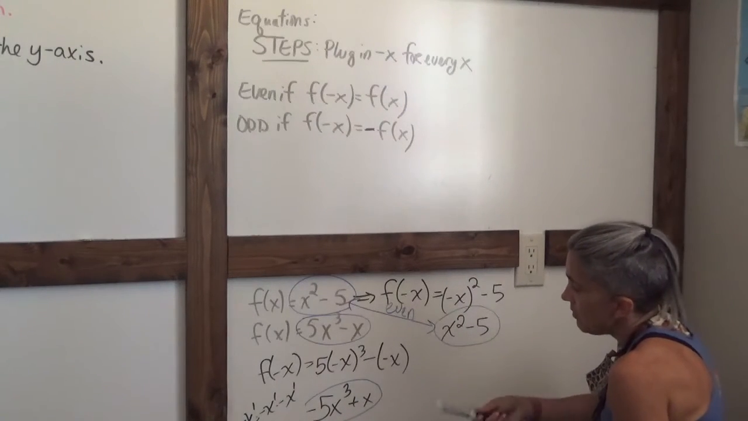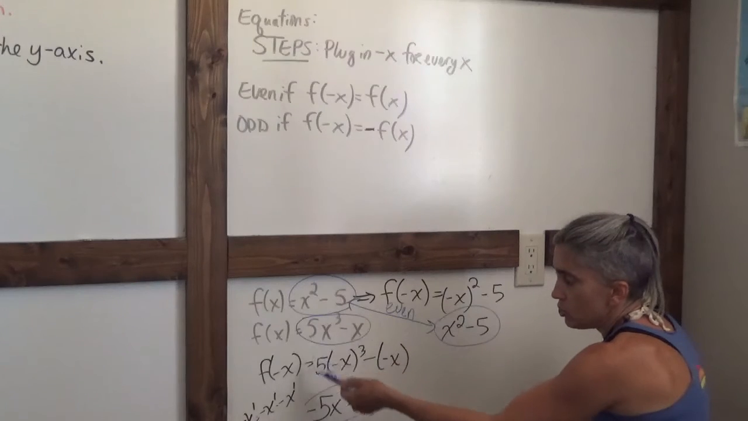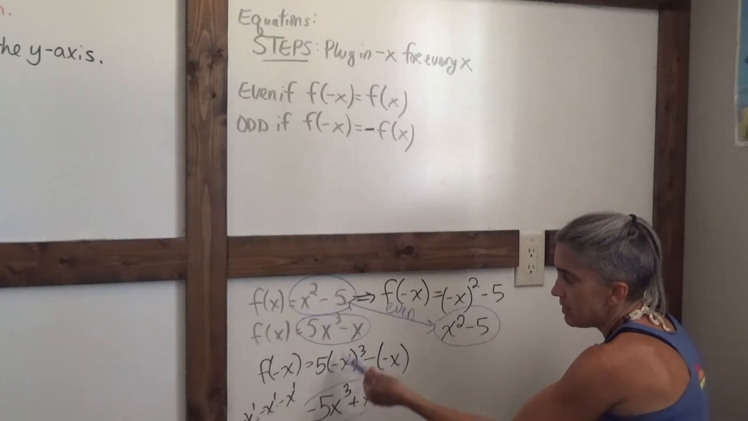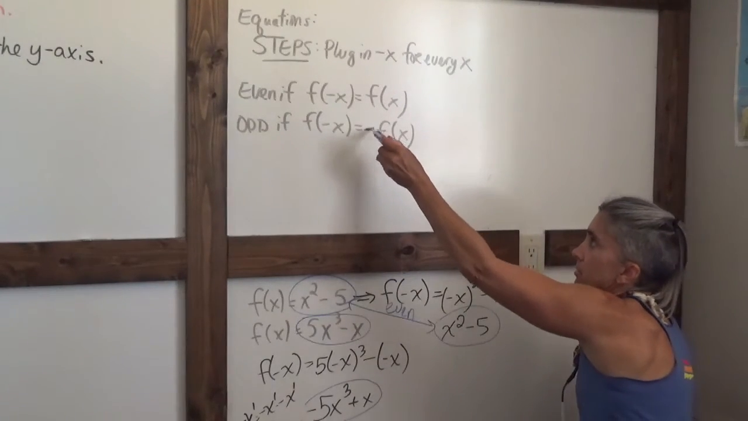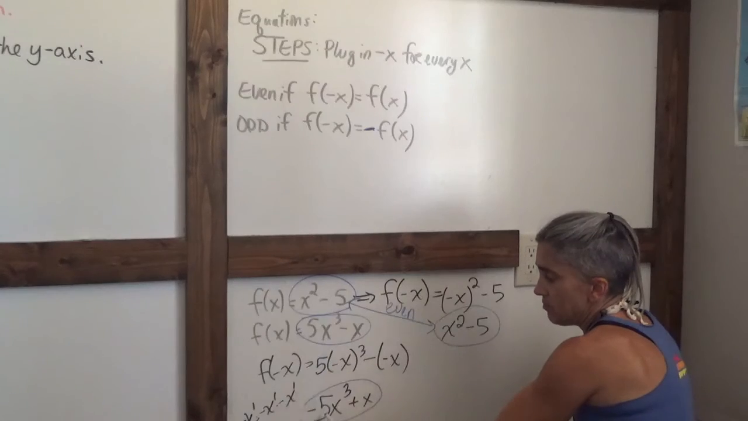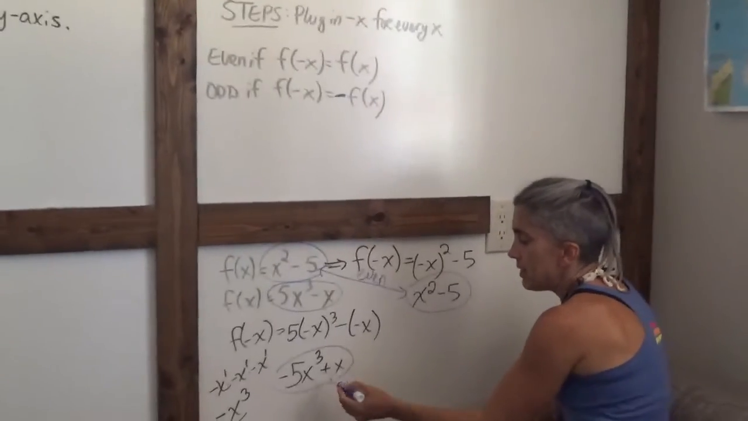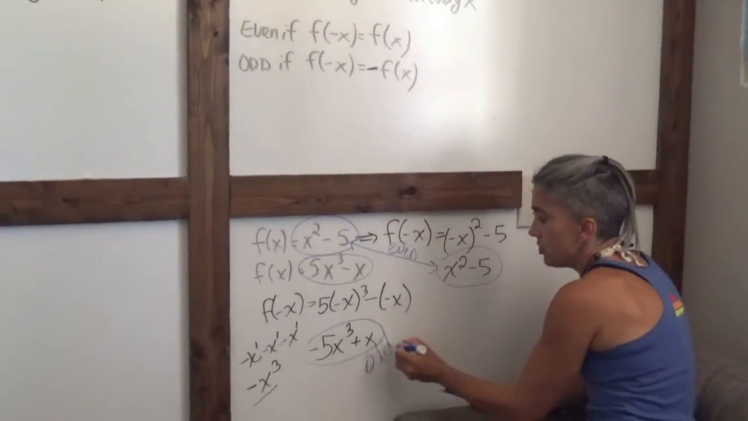Remember, for even, it will have to be the same. These are totally different. This is positive 5, this is negative 5. Negative x, positive x. Not an even function, but it is its complete negation. So positive became a negative, and the negative became a positive. So this is an odd function.